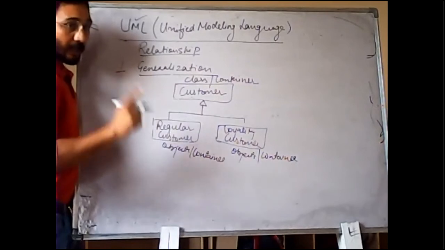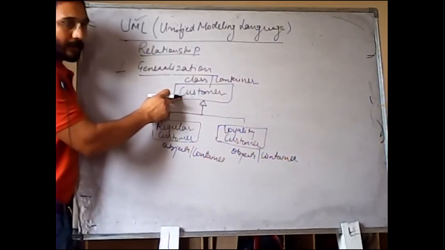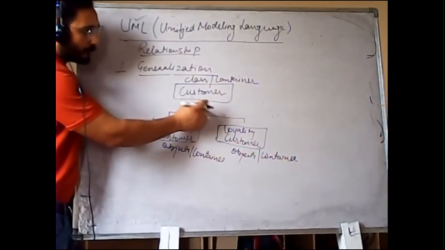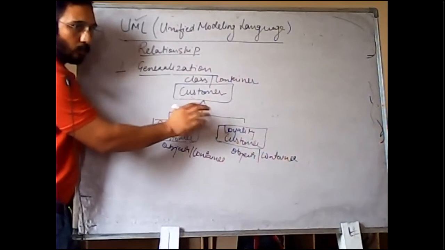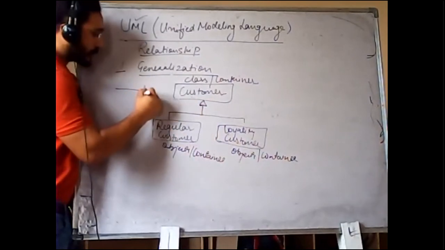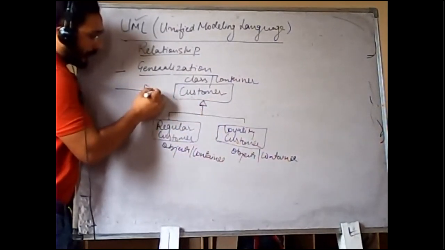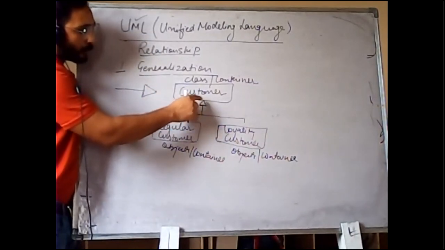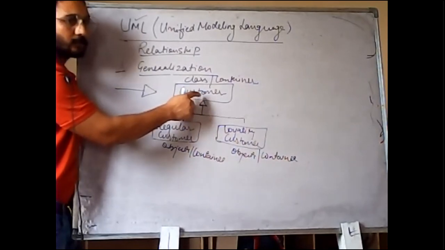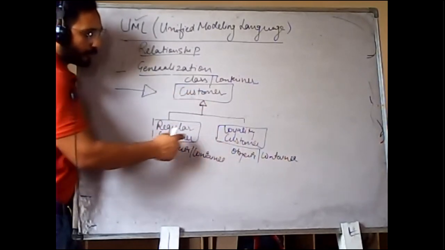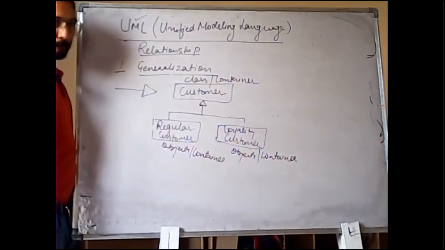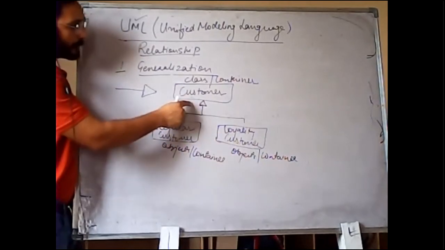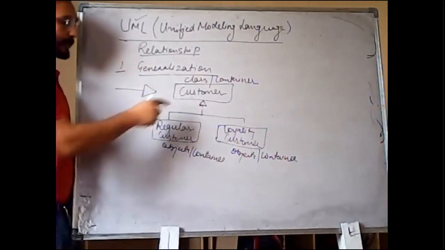And if there is a generalization, meaning this customer is your parent class and these are your child classes, then we will represent it with an arrow. This is your generalization, defined with this arrow. The arrow points to the main class, your super class, and these are your further subclasses. This is your container. We will represent it with this arrow.